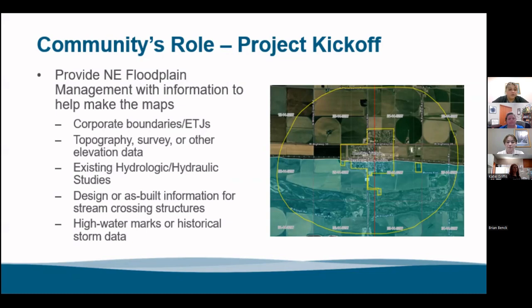If you have any topographies, surveys, elevation data that could be useful for the mapping project, that would be something that you would provide to us. If you have any new construction, design as built information for stream crossing structures, those would be important for the mapping update. And then any historical data, high water marks, those will also be taken into account. So any information that can be provided, you know your community better than we do. So it's important to be hands-on at the very beginning of the process.